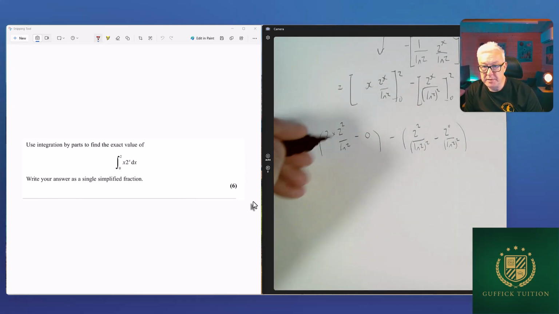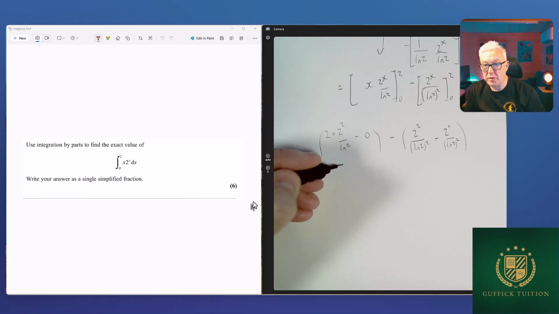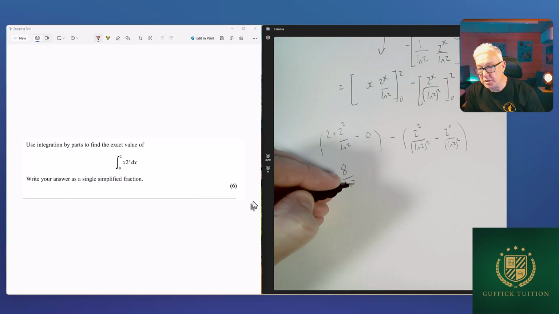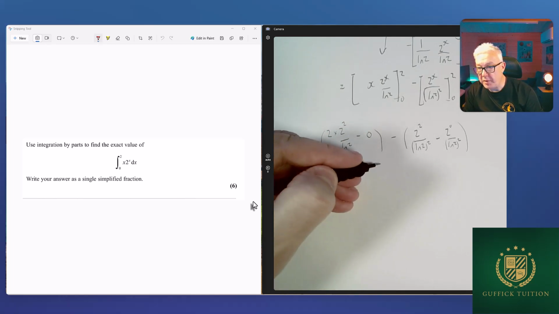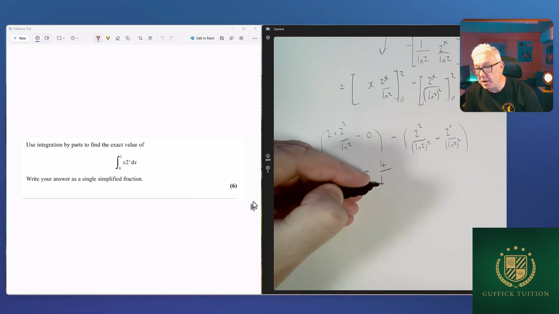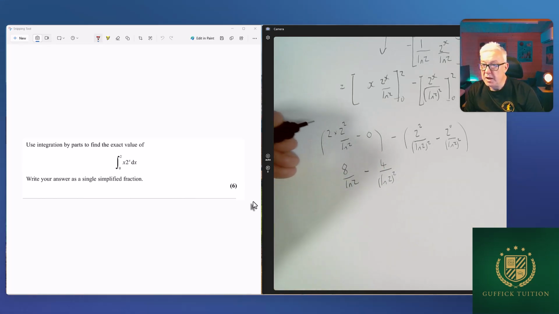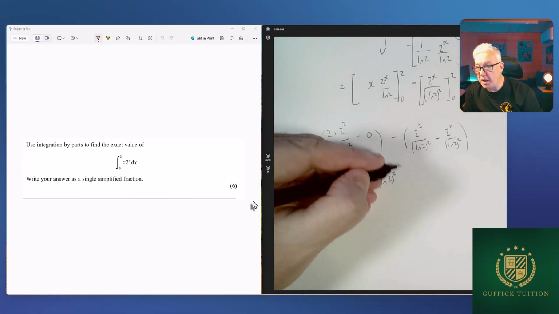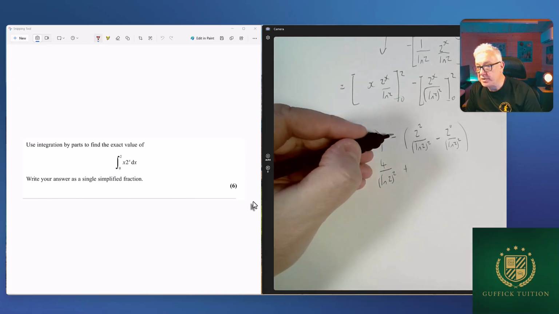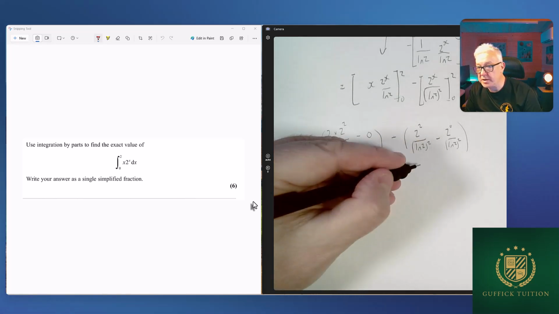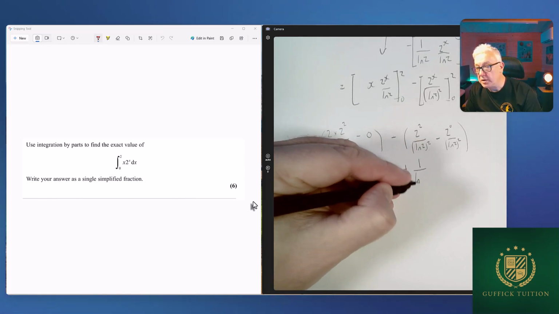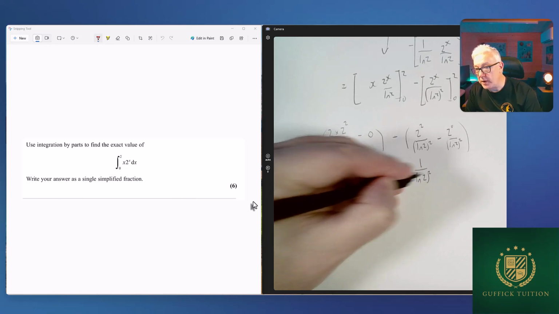So let's start to simplify this a little bit. So this is going to be 2 squared, which is 4, and 2 times 4 is going to be 8 over ln 2. And then here we're going to have minus 4 over ln 2 squared. Okay. And here we're going to have plus, because a minus and a minus makes a plus, and 2 to the 0 is 1, over ln 2 all squared.